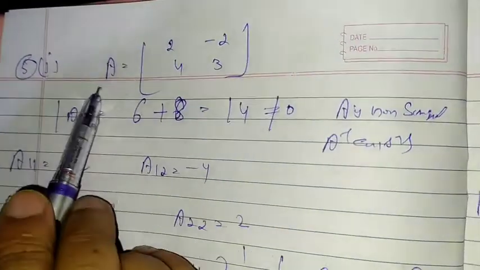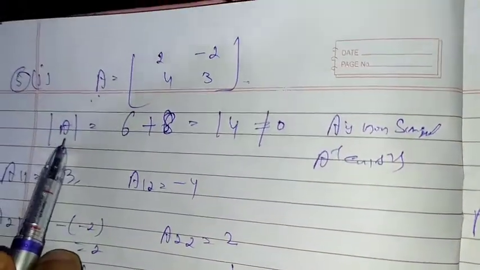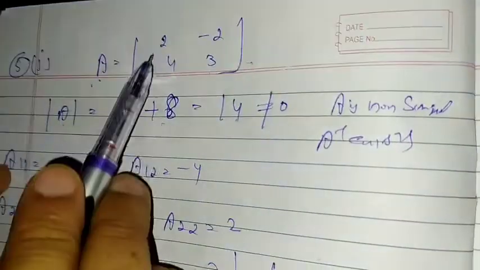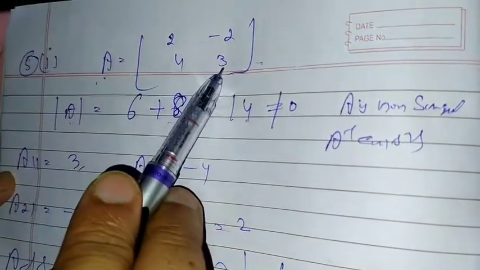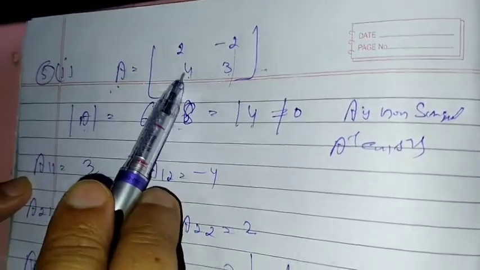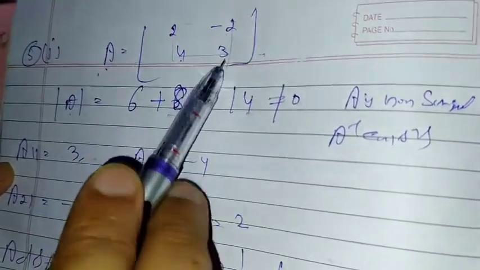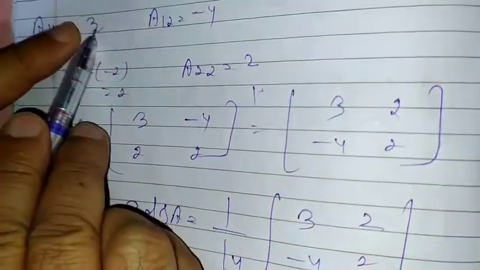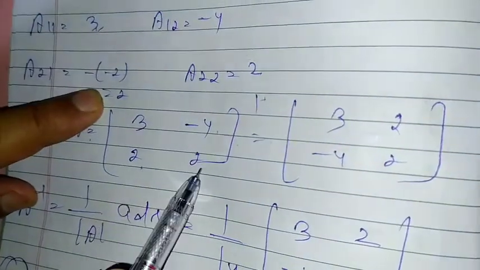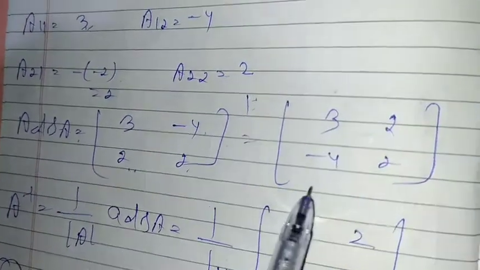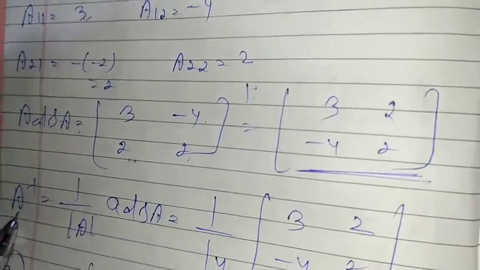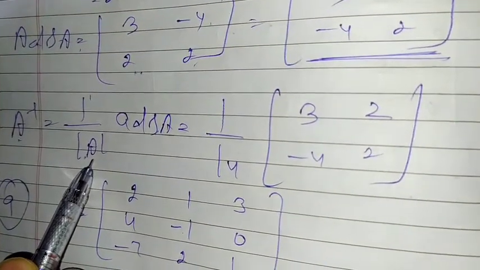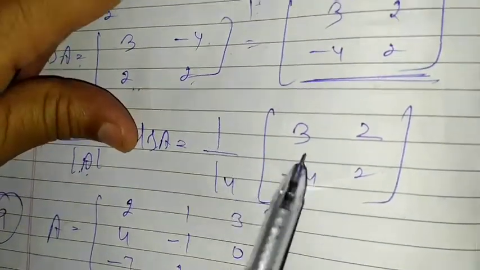To find A inverse, A is equal to this. Firstly, find the modulus of A, the determinant of A: 2 times 3 is 6 plus 8, 14. Now find the cofactors: cofactor of 2 is 3, cofactor of this is minus 4, cofactor of this is minus, plus 2, cofactor of 3 is 2. Adjoint of A: write these cofactors, 3, minus 4, 2, 2, and the transpose of this cofactor matrix is the adjoint. A inverse is 1 by the determinant of A into adjoint of A. The determinant of A is 14, and this is the adjoint of A.